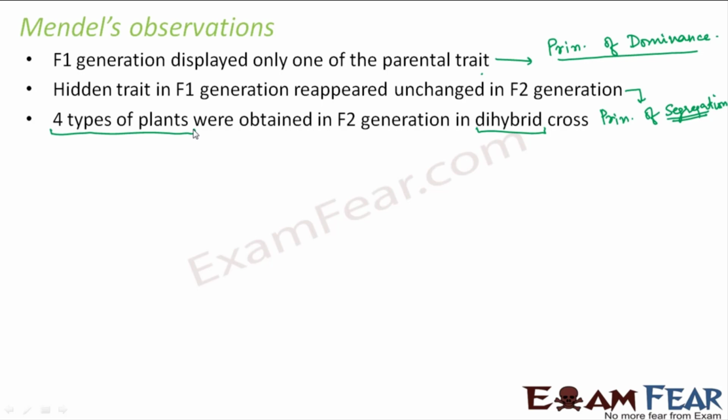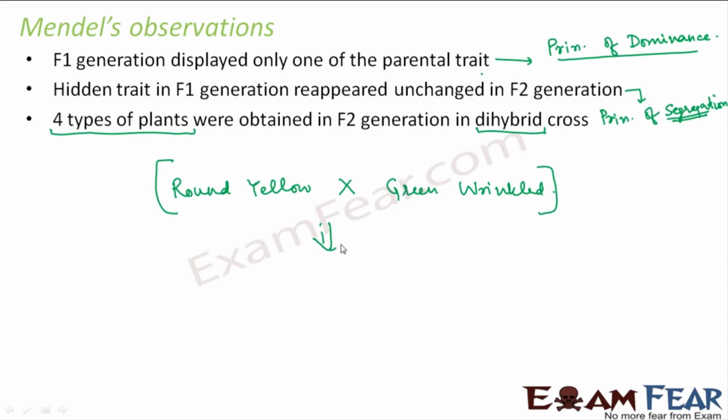So what did he conclude from this? He started with round and yellow, crossed them with green and wrinkled. So this is what he started with at the very beginning. From there he got the F1 generation, which was round and yellow. When he self-pollinated the F1 generation, he got round yellow as well as round green as well as wrinkled yellow as well as wrinkled green.